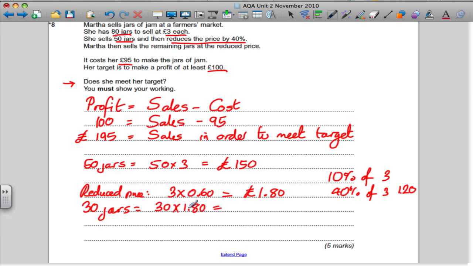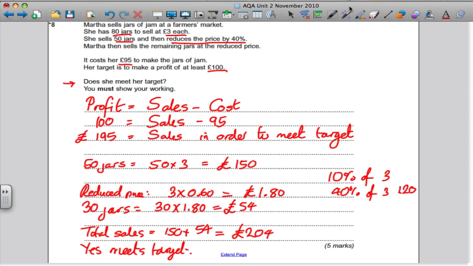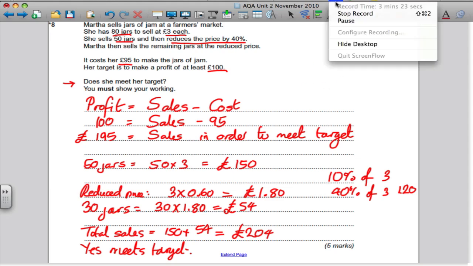How do I do this? Well, I could do 30 times 1 is 30, and 30 times 0.8 is equal to £24. So this adds up to £54. Okay then, so we can work out that our total sales is 150 plus 54, and that adds up to £204. So state at the end, therefore yes meets target. Quite straightforward question for 5 marks.